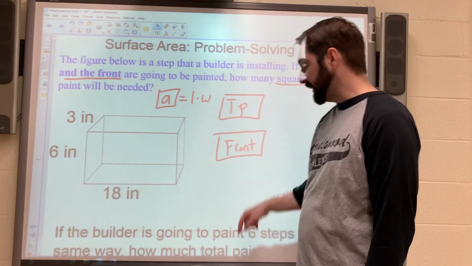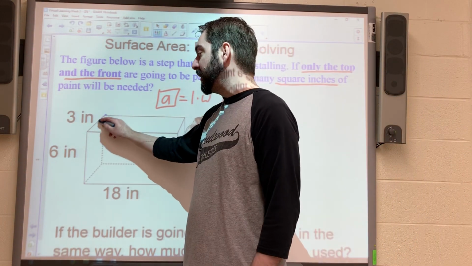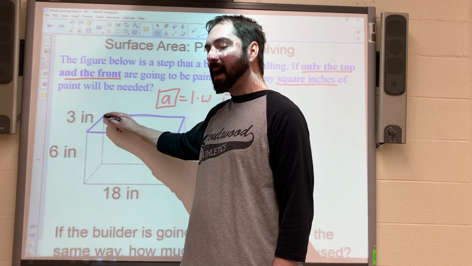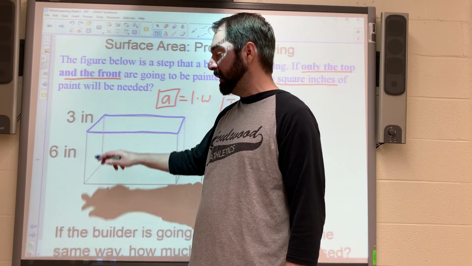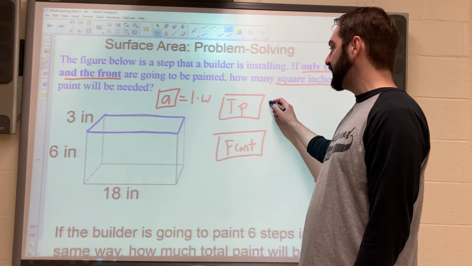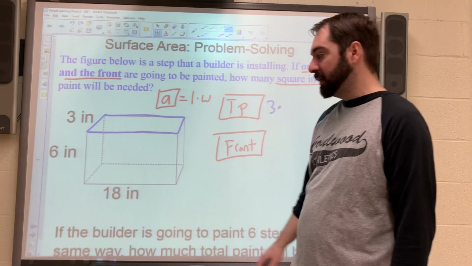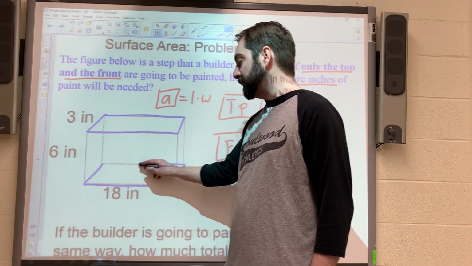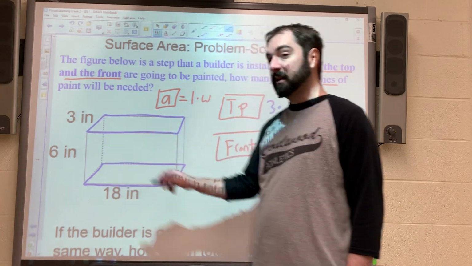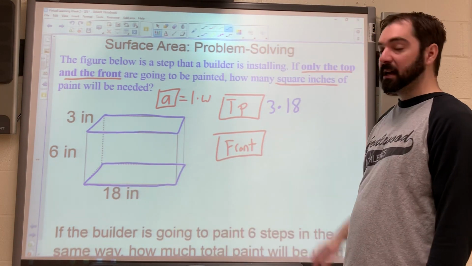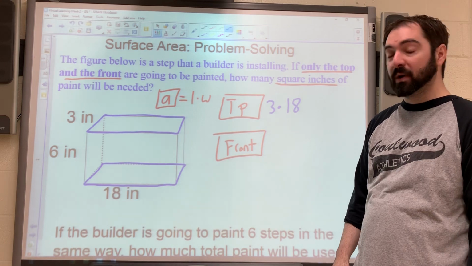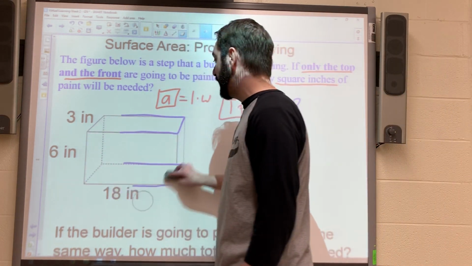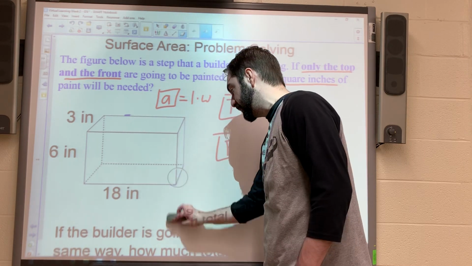So let's start with the top. If I trace the top, well, I go by 3, but that's the only dimension I go by. But remember, the top in a rectangular prism is the same as the bottom. So I know that the top's going to be 3 times something. Let me trace the bottom. Even though they didn't ask me to paint the bottom, I still know that the bottom dimension is 18 by 3. So boom, right there, 18 times 3, that is the length and the width of the top of this rectangular step.